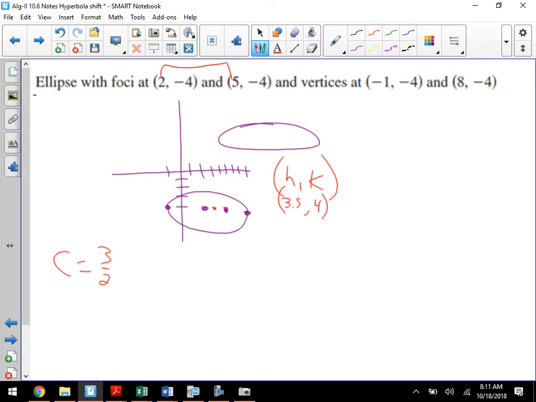So my C value was the 3 halves. How far away is 3.5 from 8? Well, let's count. 4.5, 5.5, 6.5, 7.5. So 4.5 away, right? So if my A value is 4.5, what's that as a fraction? 9 halves. That's good.